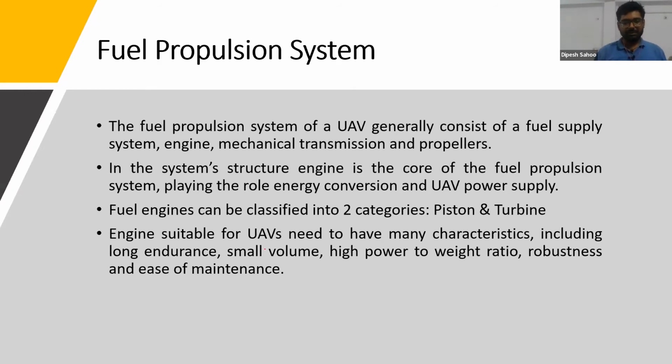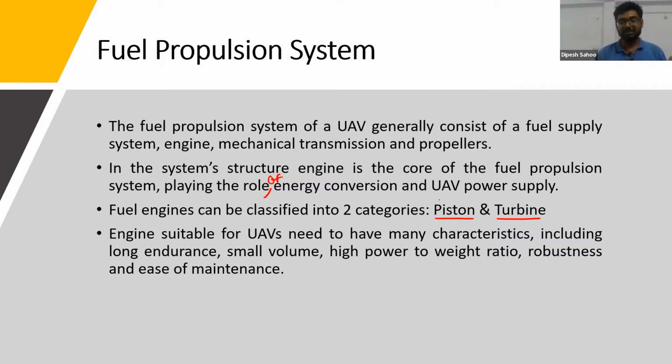After that, we have fuel propulsion. The fuel propulsion system of a UAV generally consists of fuel supply system, engine, mechanical transmission, and propeller. In the system's structure, engine is the core of the fuel propulsion system, playing the role of energy conversion and UAV power supply. Fuel engine can be classified into two categories, piston and turbine based. So in our hybrid drones, generally a piston is used.